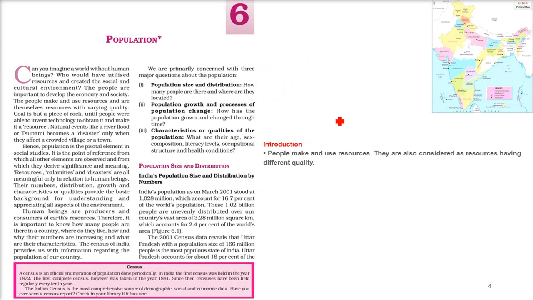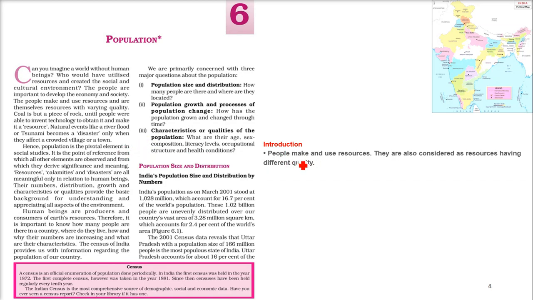So population, first of all, people. When we are talking about population, that means we are talking about people, men, women, kids, everyone. So people make and use resources. People are the main thing, because anything is of no use, like a rock. Coal is a rock until it is actually used by some technology and made into a resource.